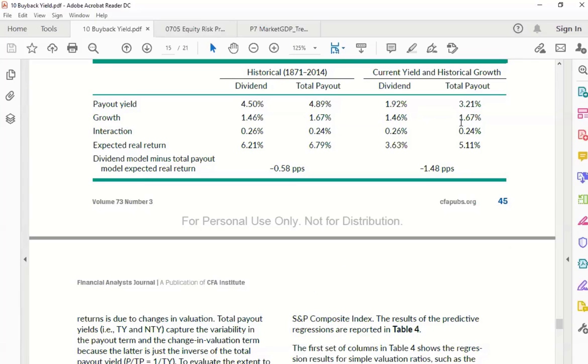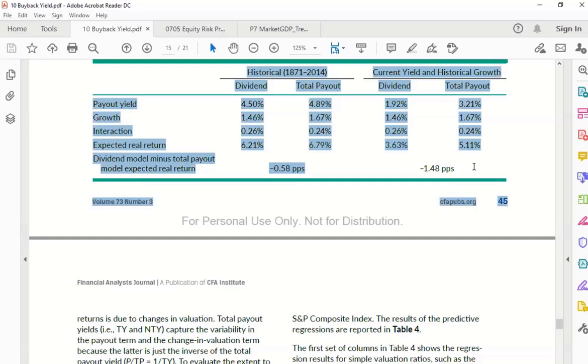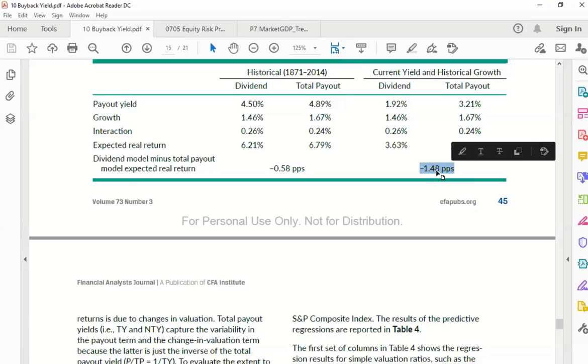So you can see that the growth in total payouts is greater than the growth in dividends. And its impact on the real return is quite significant. So you can see here, it's not just what the yield is, but it's also the expected growth and what impact that's going to have. So we're talking about earnings growth, but if stock buybacks growth is bigger, you can get a little bit more added in there. But essentially, what he's saying is there's about a 1.5% that you need to add. So he's taking a dividend model versus a total payout model, and that difference is about 1.48%.